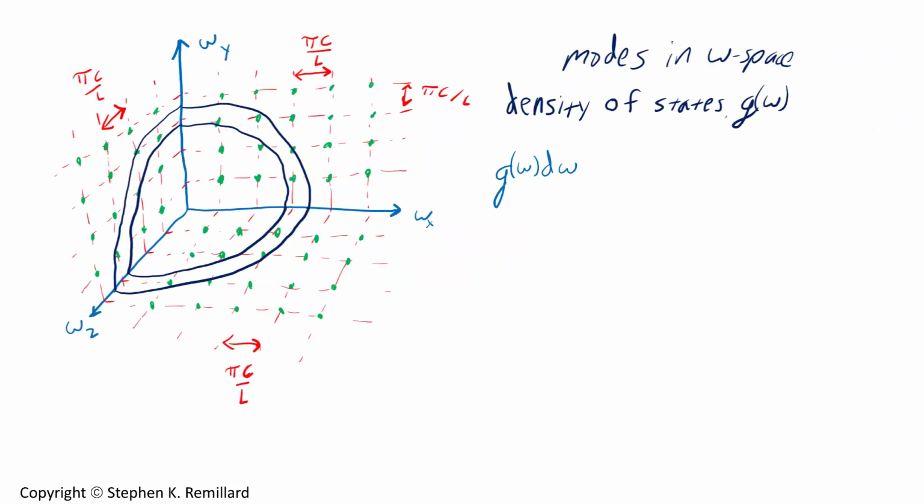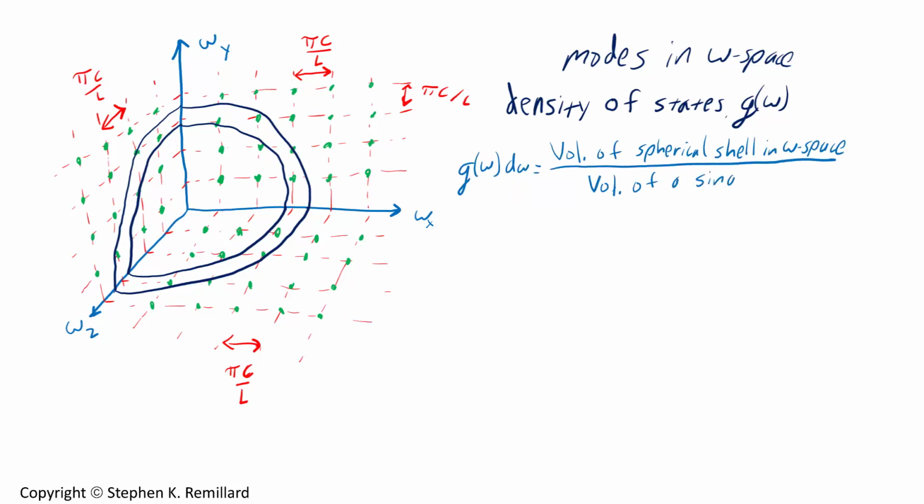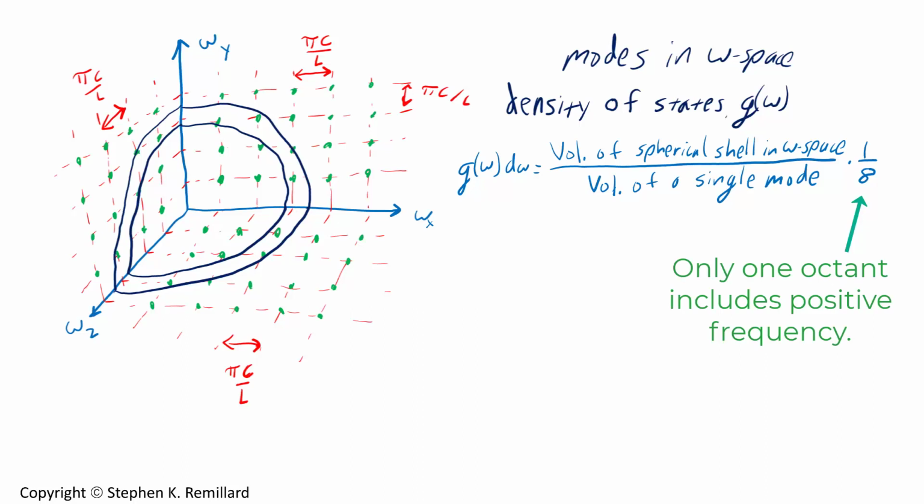The density of states, the number of states per volume in omega space, g, times an increment of omega, so if I took the volume of the spherical shell in this space and divided it by the volume of each mode, I would have the number of modes. Now it's an octant, so I need to multiply it by 1/8, because it's easy to calculate the volume of a spherical shell.